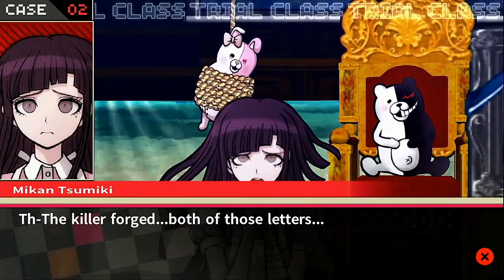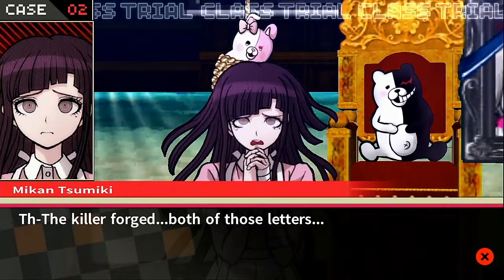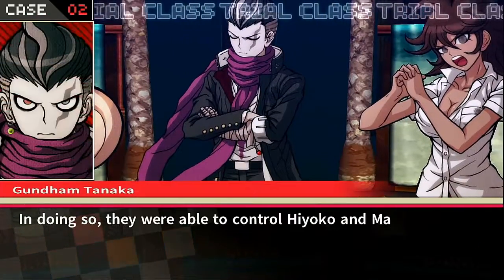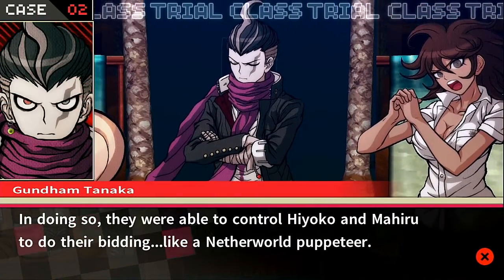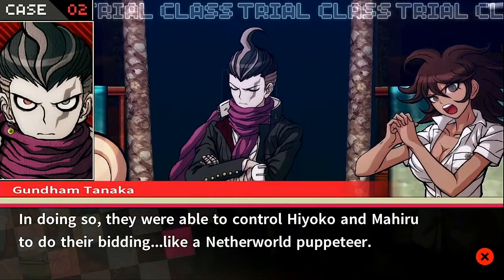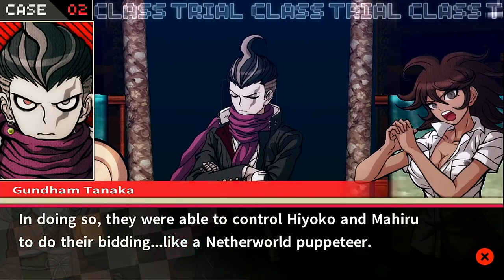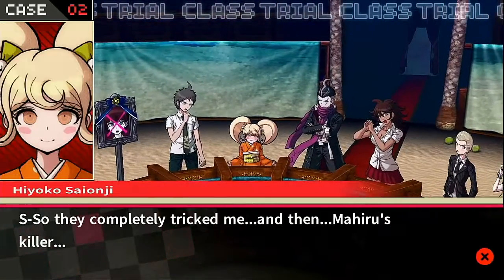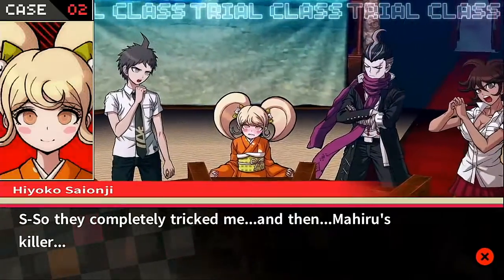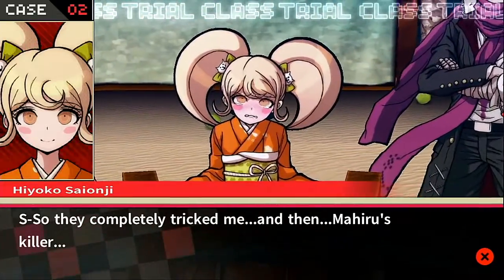The killer forged both of those letters. In doing so, they were able to control Hiyoko and Mahiru to do their bidding, like a netherworld puppeteer. So they completely tricked me. And then Mahiru's killer.